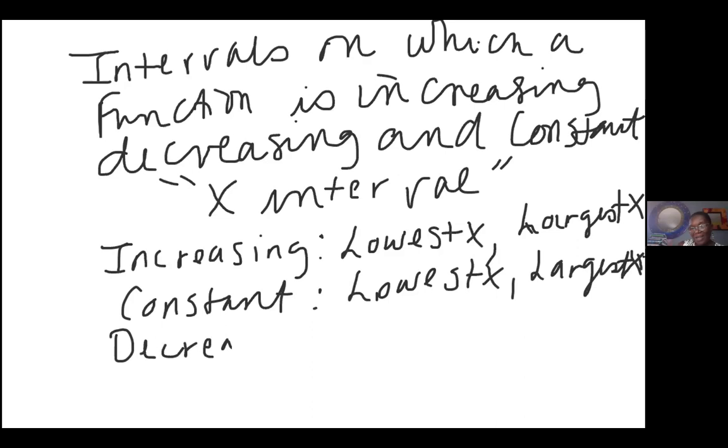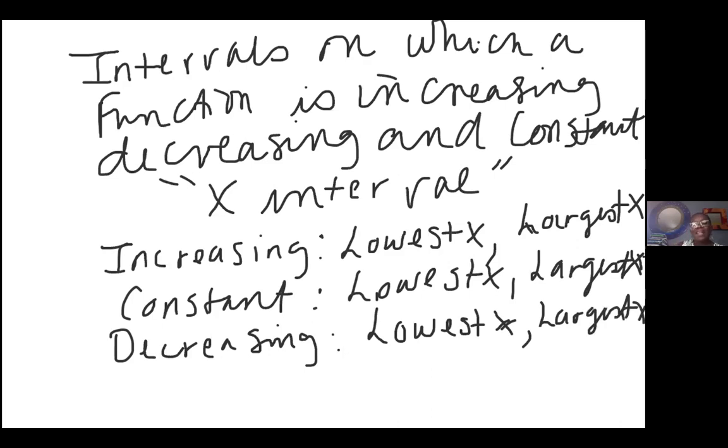And then finally, the decreasing side of things. I am going to show you guys an example in a minute, so just hang on. So let's look for the decreasing side of things. Same thing. At what x value is the point at which the function starts to decrease, and then at what x value does it stop decreasing? So that is how you write the intervals. You do not include the boundary values, okay?